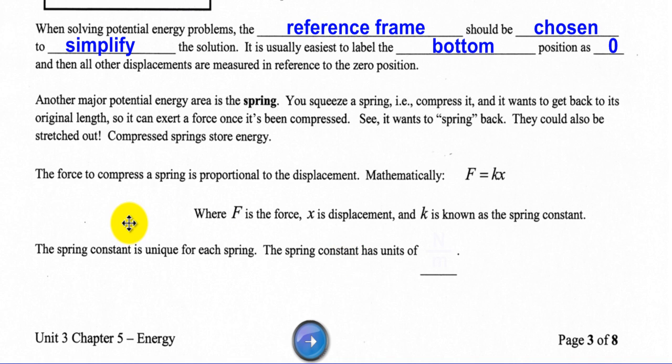The force to compress a spring is proportional to the displacement. Mathematically, F equals kx, where F is the force, x is the displacement, and k is known as the spring constant. This is what we just did in the lab the other day, so you guys came up with that equation. The spring constant is unique for each spring, and it has units of newtons per meter. If you forget the units for k, just think of this equation: if you move the x over, k equals F over x. Well, F is in newtons and x is in meters.